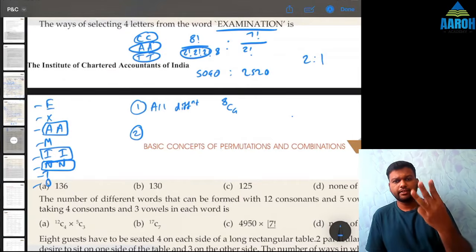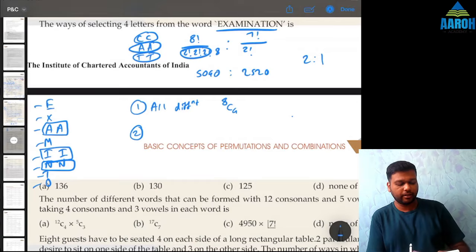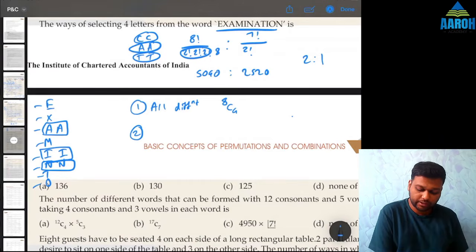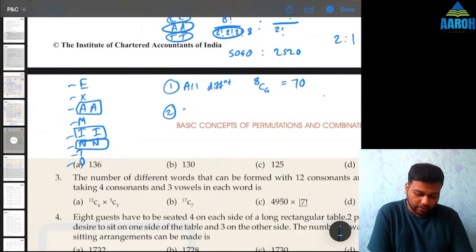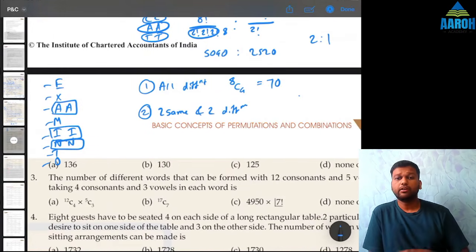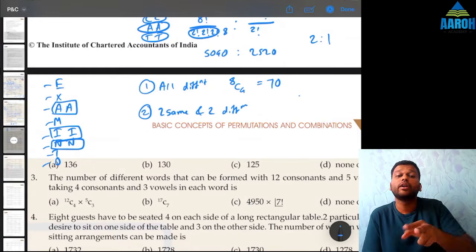8, 7, 6, 5. We will stop before 4 and we'll divide by 4 factorial. So 8, 7, 6, 5 divided by 4 factorial is 24. So this is 70. Next, we may select two same letters and two different letters, right? How can we do that? We can select two same letters. Two same means AA or II or NN.